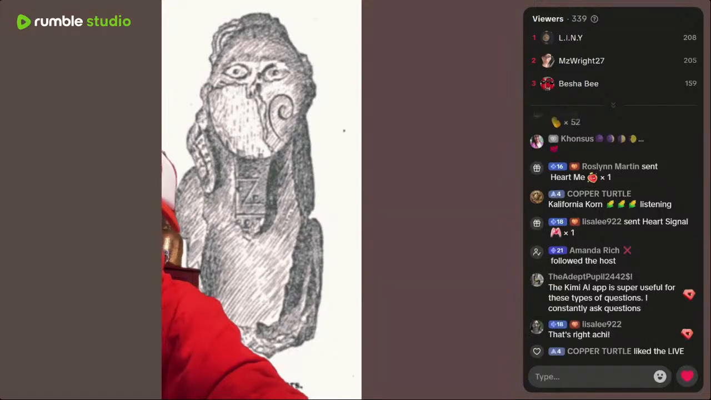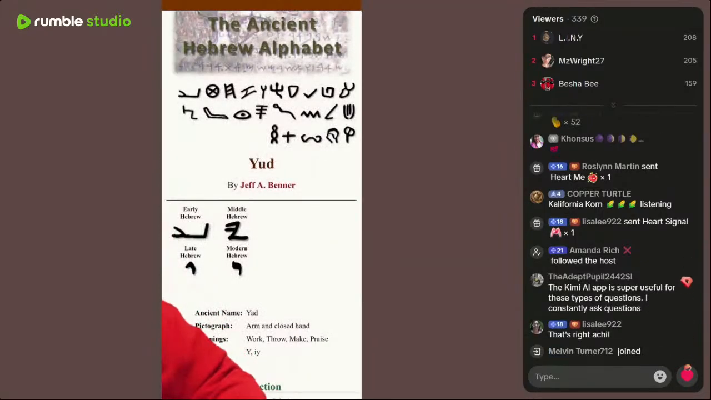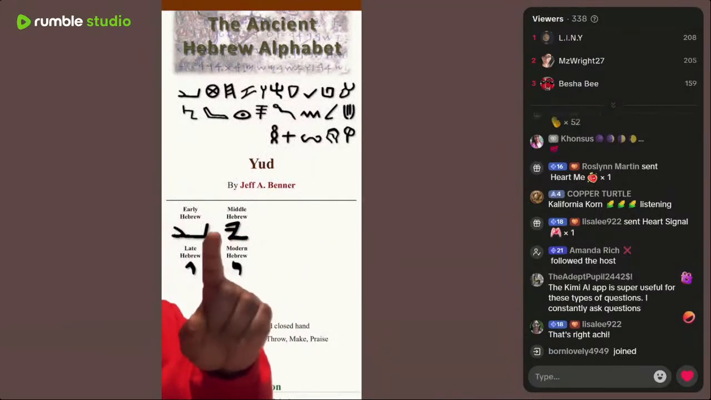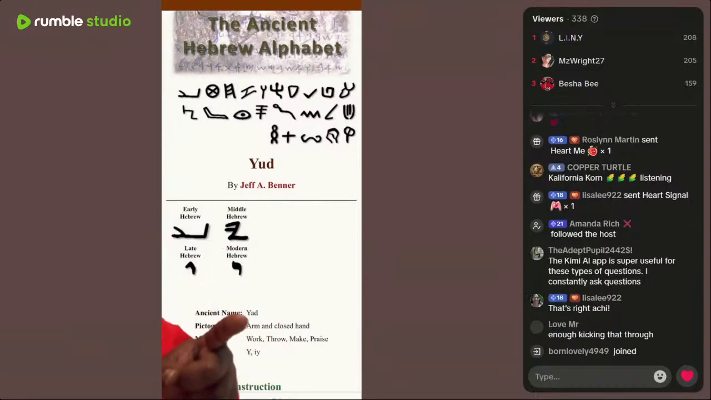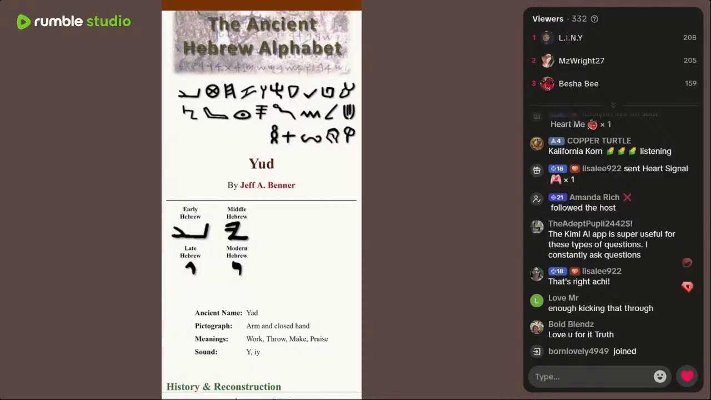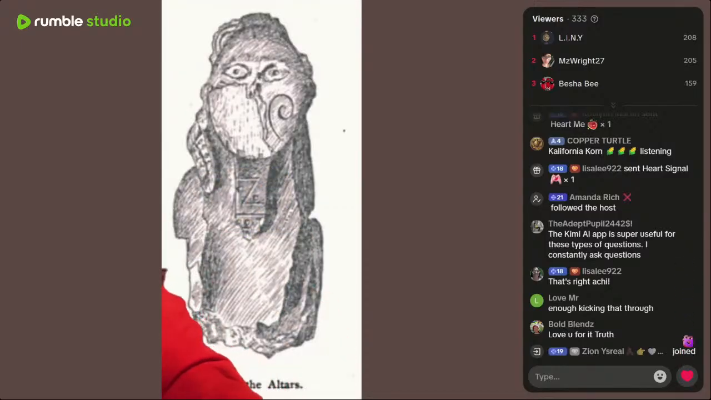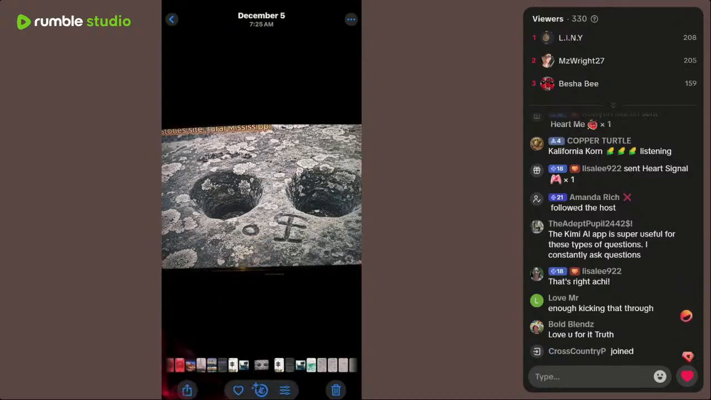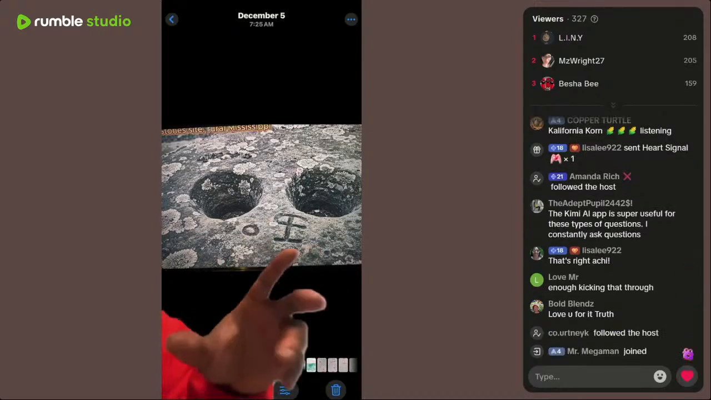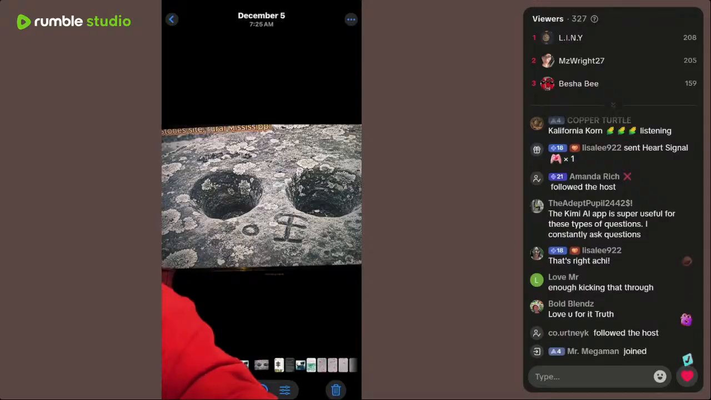And it means this. Yud with the Z. Work. Right on the face of the mound builder artifact. Right there. This means Samek in Mississippi with the circle, which became the Djed pillars of Egypt.